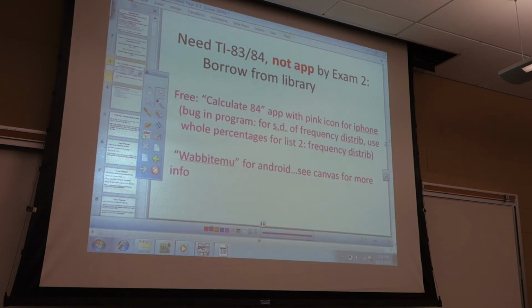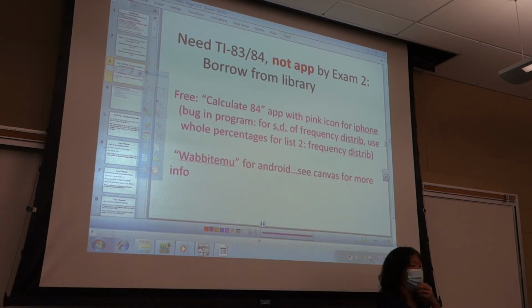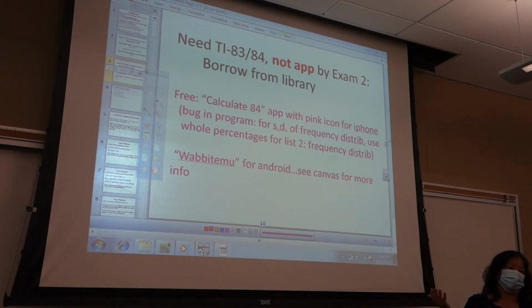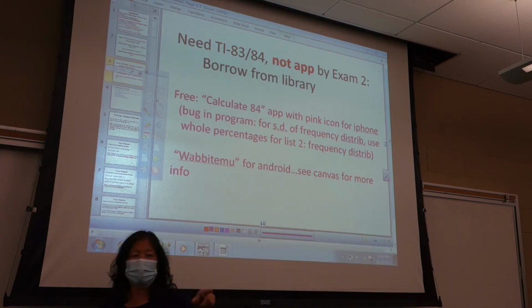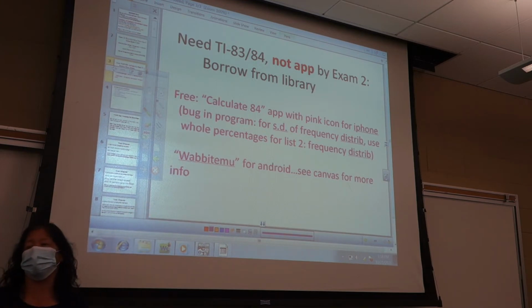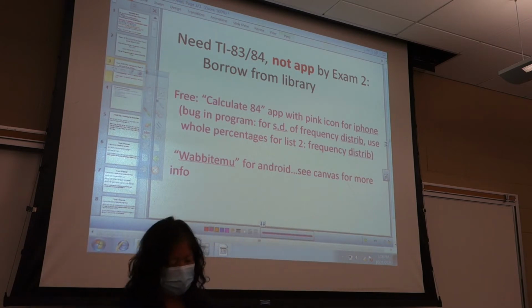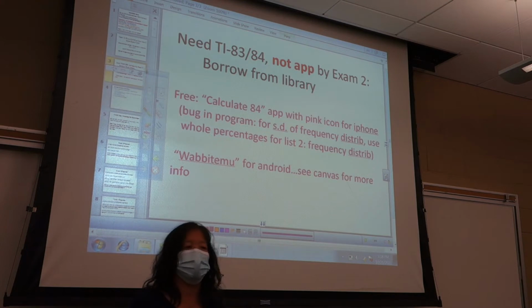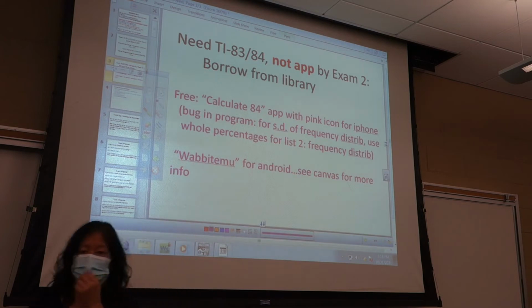Please note that if you are using one of the free apps on your phone, which you cannot use on the exam, but for homeworks and other things, the Calculate 84 app for the iPhone does have an error or a bug. I mean, it's free, so you gotta kind of roll with it. But for your frequency distribution, like problem 1 on your quiz, you can't use decimals for your frequencies. You have to use whole numbers. So on the quiz, the probability would be 0.133, you'd have to put 133. Just make them all whole numbers, and then it works fine after.